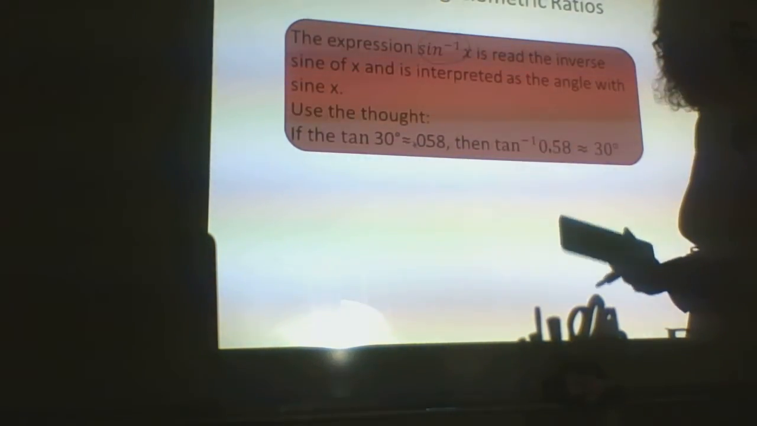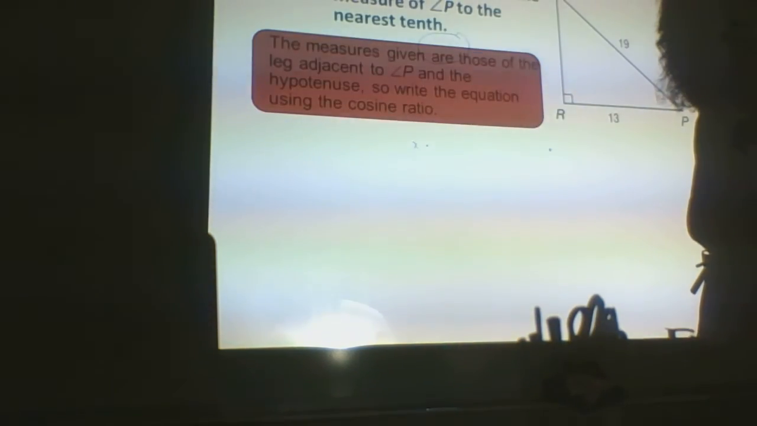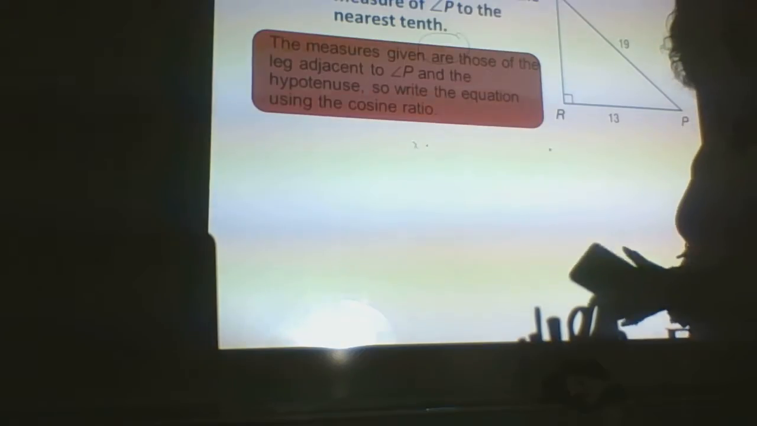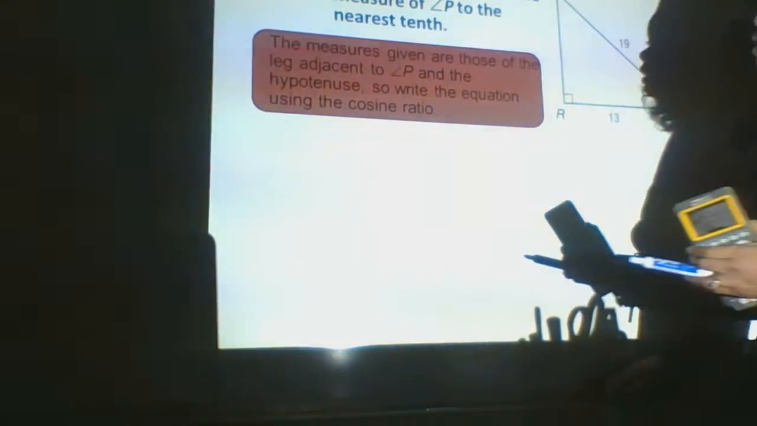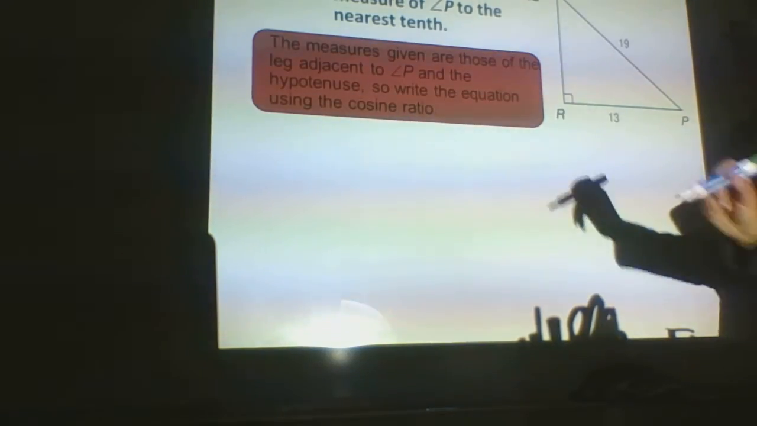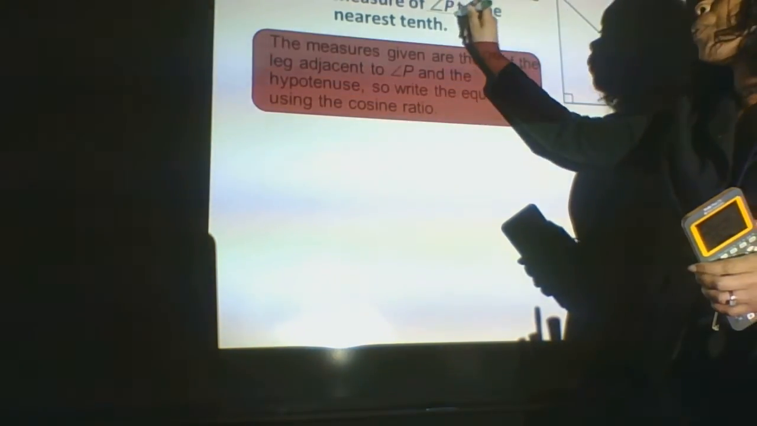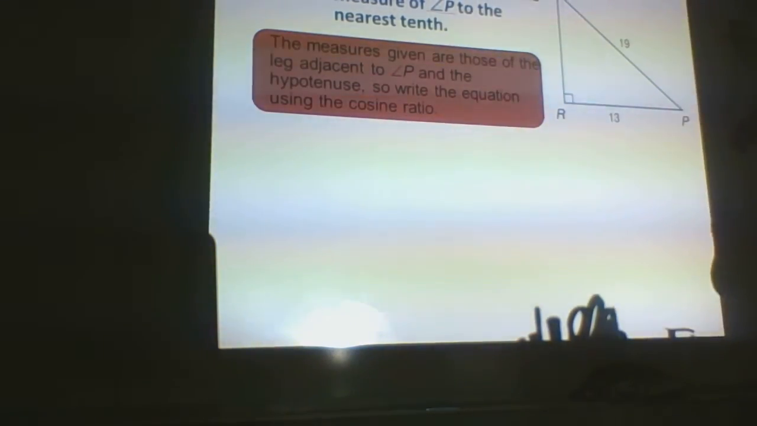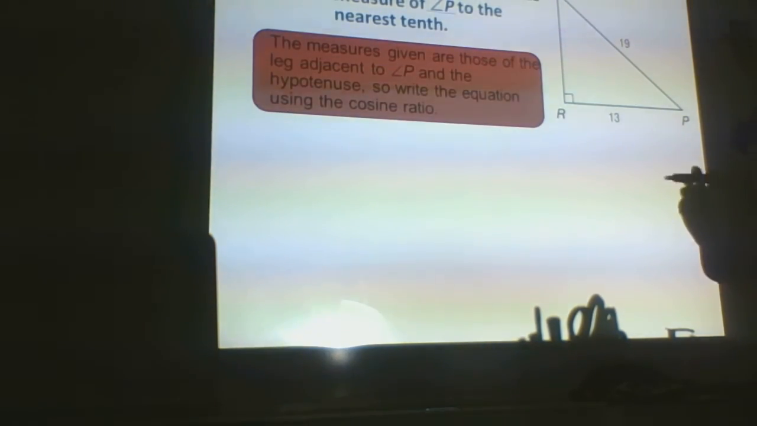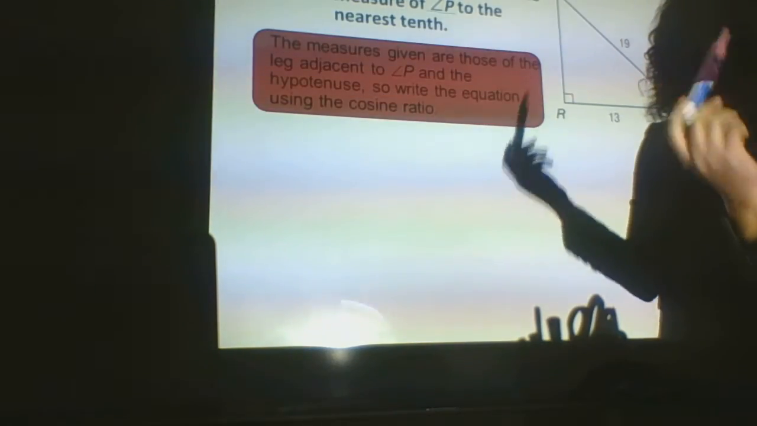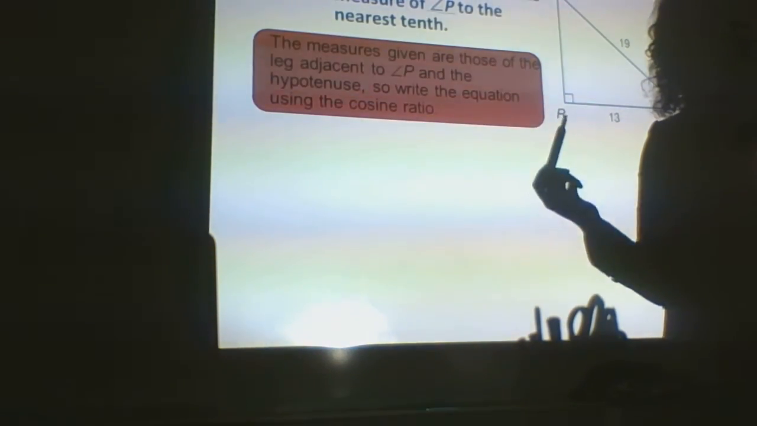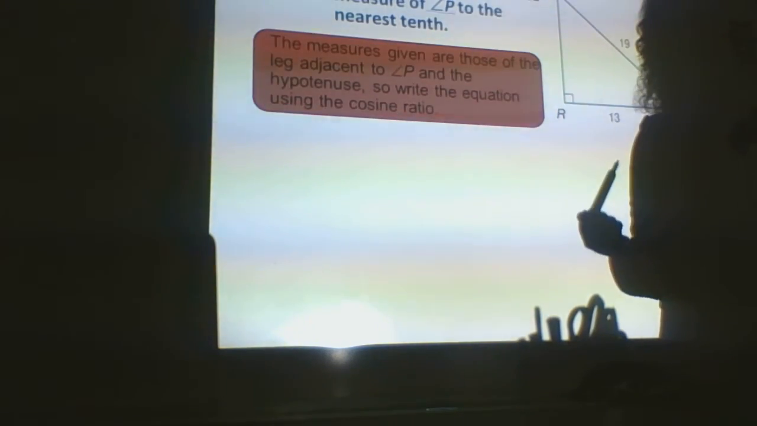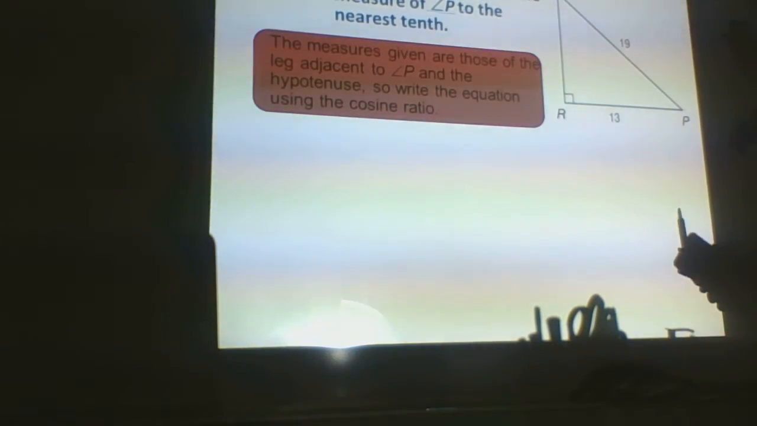Okay, so now let's go through this. Here we have an example. What does it want us to find? The measure of angle P to the nearest tenth. When we're trying to find the measure of an angle, we're going to use the what? What did we just say earlier? The inverse. Excellent.